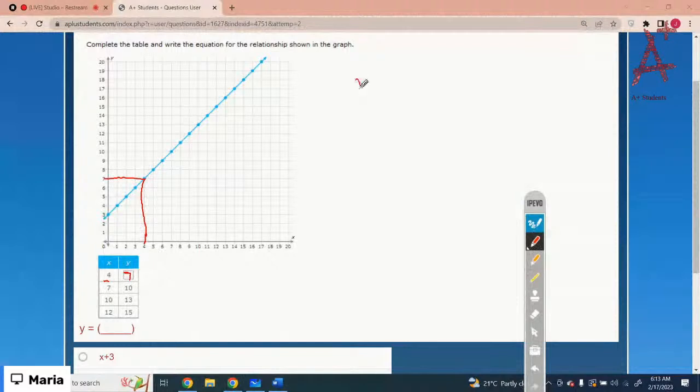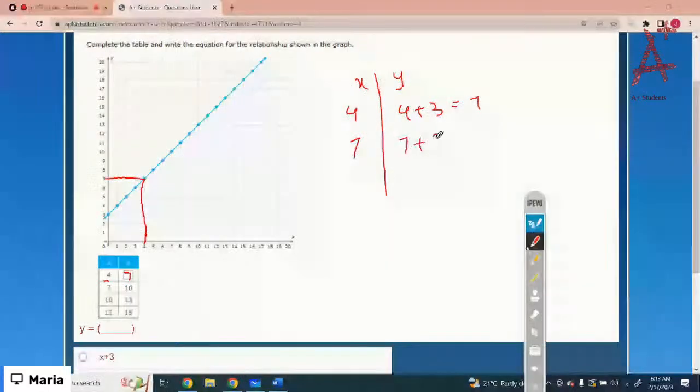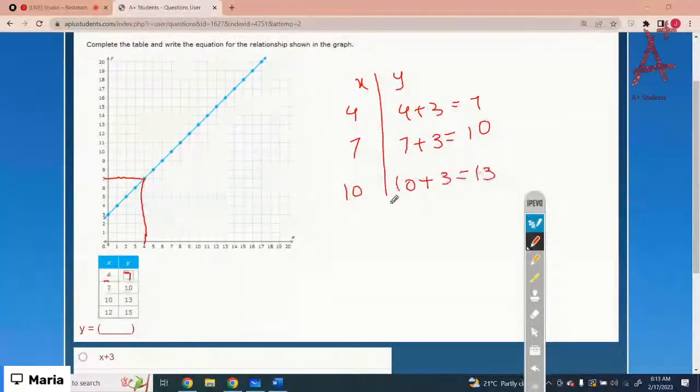Let's just find the relationship between x and y values. X is 4, y is 4 plus 3 equals 7. X is 7, y is 7 plus 3 equals 10. X is 10, y is 10 plus 3 equals 13. X is 12, y is 12 plus 3 equals 15. That means for each value of x, you need to add 3 to get the y value.